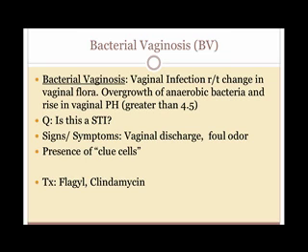Bacterial vaginosis is not necessarily a sexually transmitted infection, although there's some controversy because it is more frequent in women who are sexually active. Signs and symptoms would appear: vaginal discharge, foul odor of vaginal discharge, and if we were to get a sample and put it on a wet mount on a slide and look at it, there would be the presence of what we call clue cells. Vaginosis is frequently treated with flagyl or clindamycin therapy.